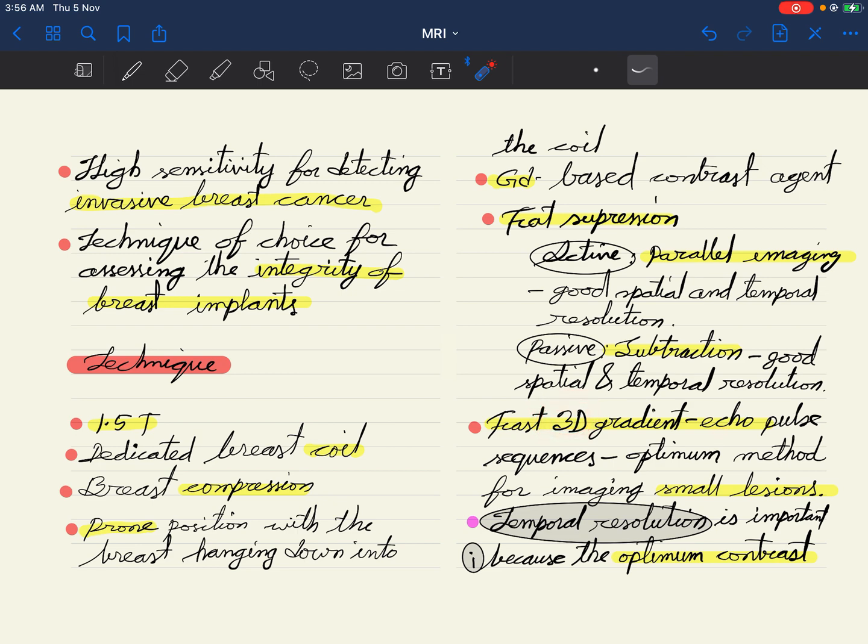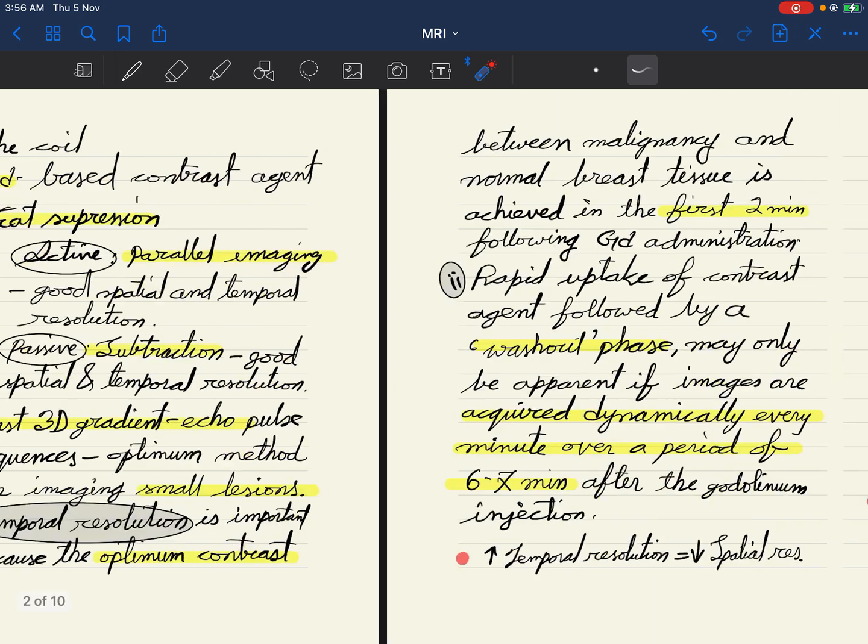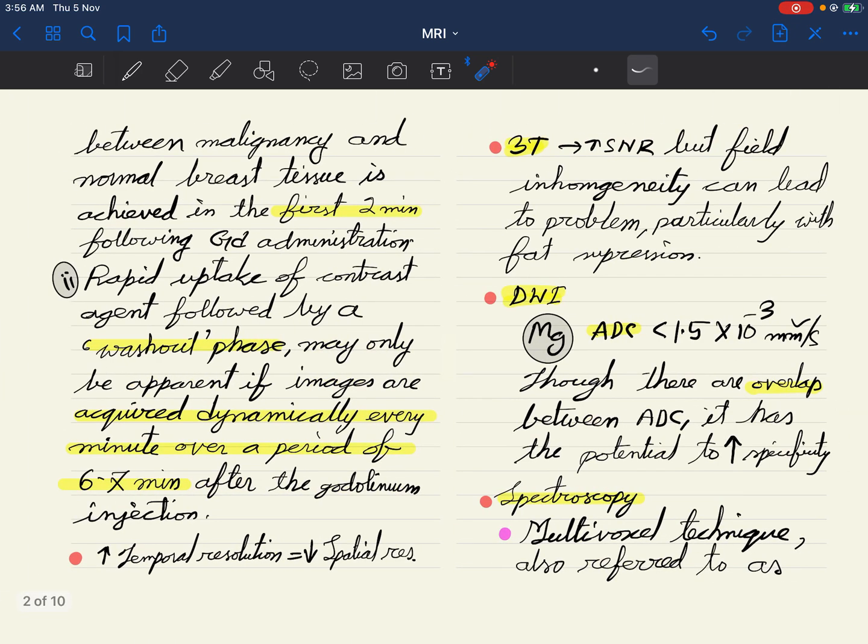3D gradient echo MRI pulse sequence, because it is the optimum method for small lesion detection, and faster MRI sequences are necessary to obtain better temporal resolution, and better temporal resolution is necessary in breast imaging, because when we administer gadolinium, we can differentiate between malignant and normal lesion within first 2 minutes.